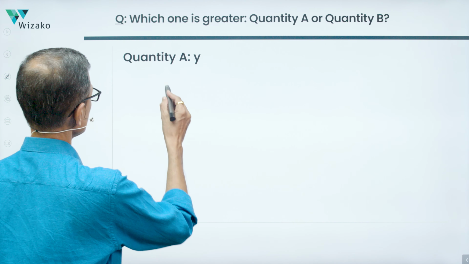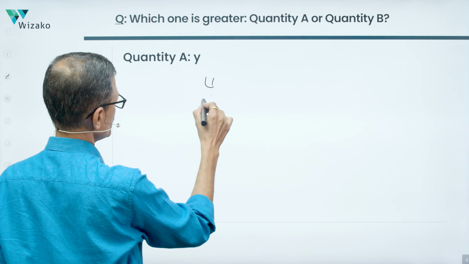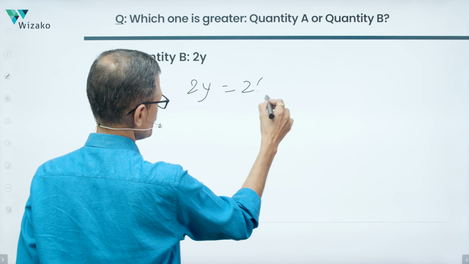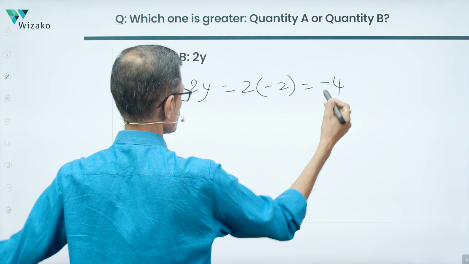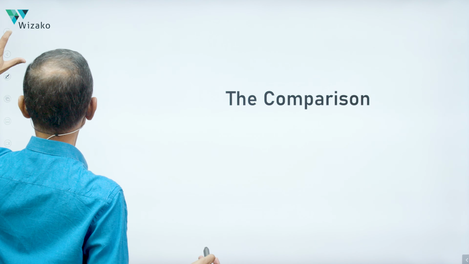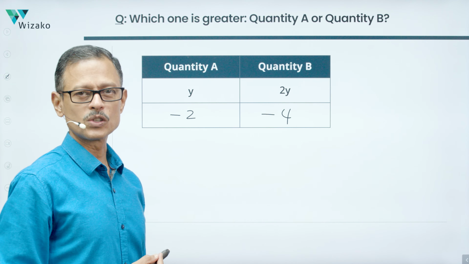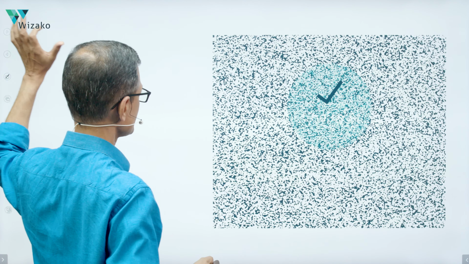If y is equal to minus 2, then quantity a is equal to minus 2. Quantity b is 2y, which is 2 times minus 2, which is equal to minus 4. Do the comparison. y is minus 2, 2y is minus 4. Obviously, y is greater than 2y, translating to the fact that the answer is choice A.